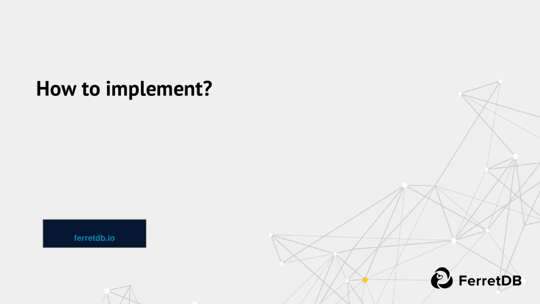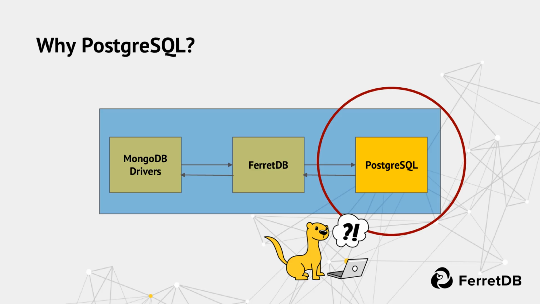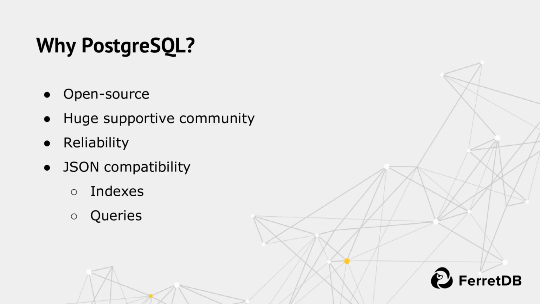How to implement such a solution? Let's start from the storage. To implement such a solution, we need to make a few choices. One of the choices is which storage we want to use. And in our case, we decided to go with PostgreSQL. Of course, there are reasons why. The main reason is, of course, open source. We want to be open source. It means that all the things we work with should be open source as well.